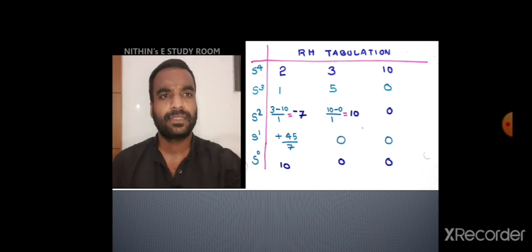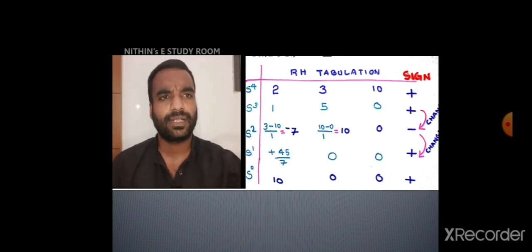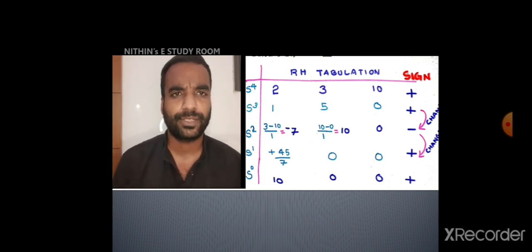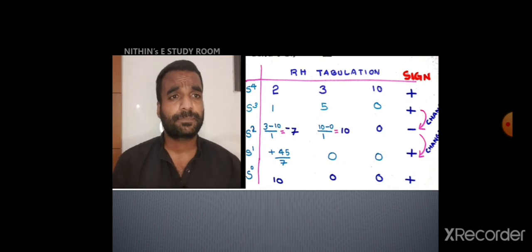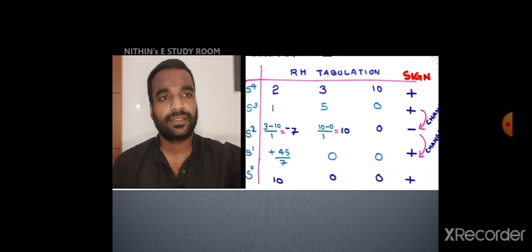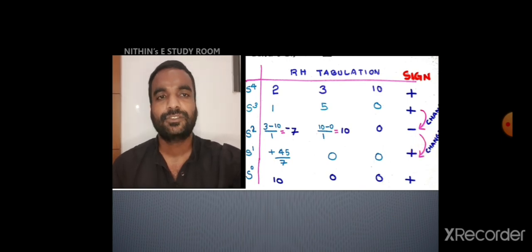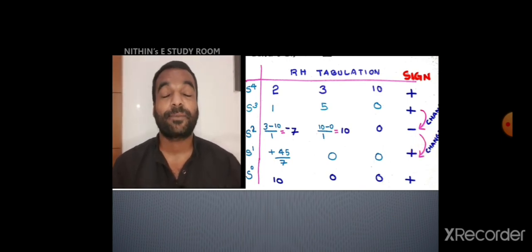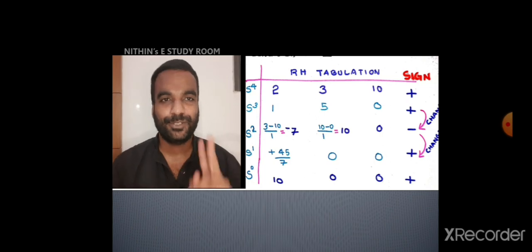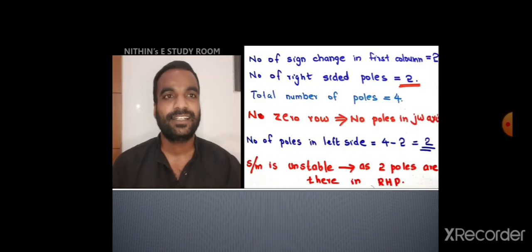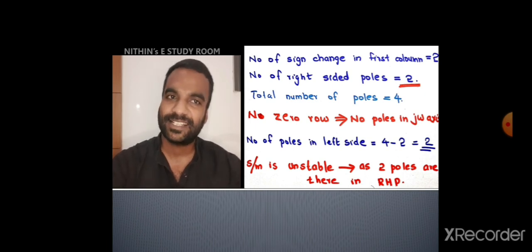Okay. So we can mark a column related to that also. Sign of first column elements: plus, plus, minus, plus, plus. Here, this is the first change, and this is the second change. So 2 changes are there, so the number of poles in the right side will be 2. Let us check: number of sign changes in the first column is 2, so the number of right side poles is also 2.